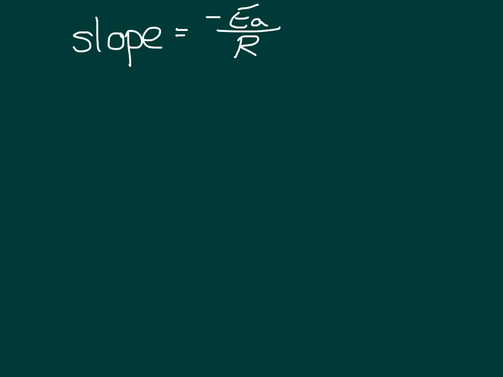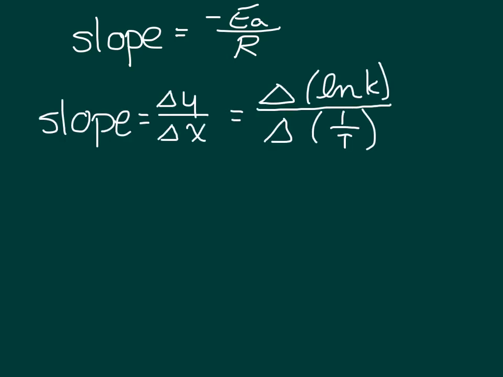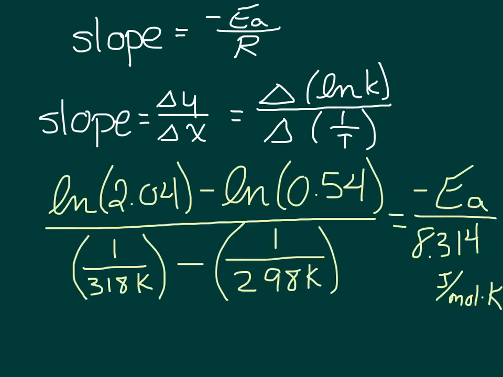And since we know the value of the ideal gas constant, if we know the slope, we know the activation energy. The slope of any straight line is always the change in y over the change in x, and in this case y is the natural log of k, and x is 1 over T, so using the two data points we're given, we can calculate the slope of this line, which will allow us to calculate the activation energy. And when we plug in all of the values that we're given, we're left with something that we can easily solve for the activation energy.